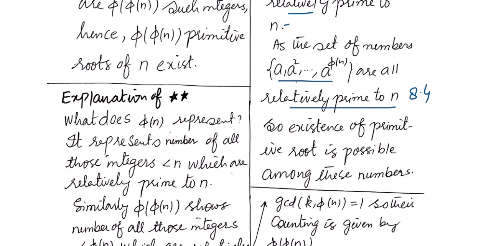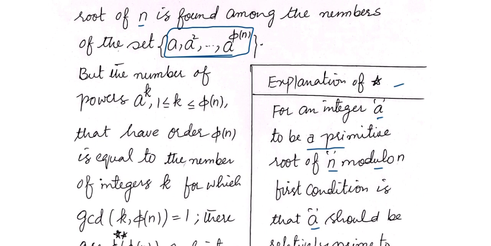If these numbers are relatively prime to n, and the first condition of a primitive root is that the number should be relatively prime, it means the existence of a primitive root is possible among these numbers. So the other primitive roots must exist among these numbers. It means your other primitive roots belong to this set. Next we calculate how many such primitive roots exist.